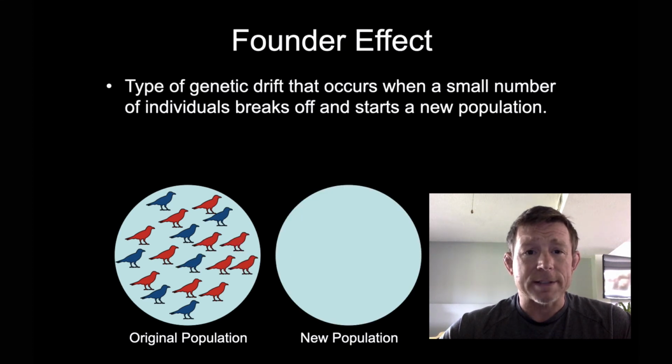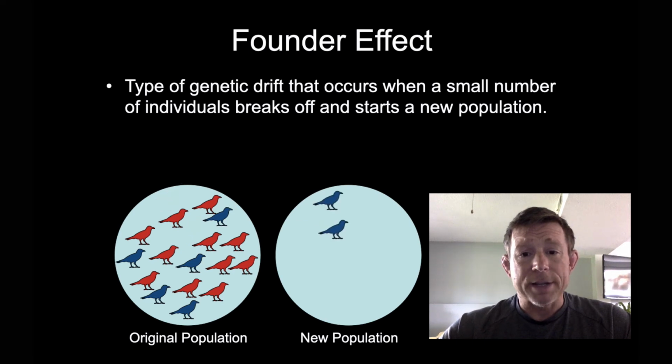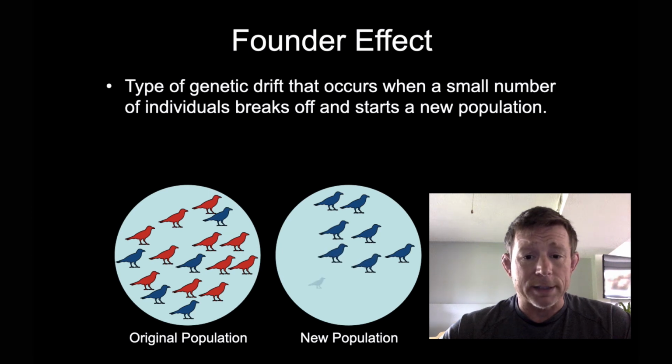Another type of genetic drift is called the founder effect. So the founder effect is when a small number of individuals breaks off and starts a new population. So say these bluebirds land on a new island and they start to reproduce. Because they only brought blue alleles with them, all the birds on the island now are going to have those alleles, and so they're all going to be blue. So this new population has a completely different allele frequency than the original population.